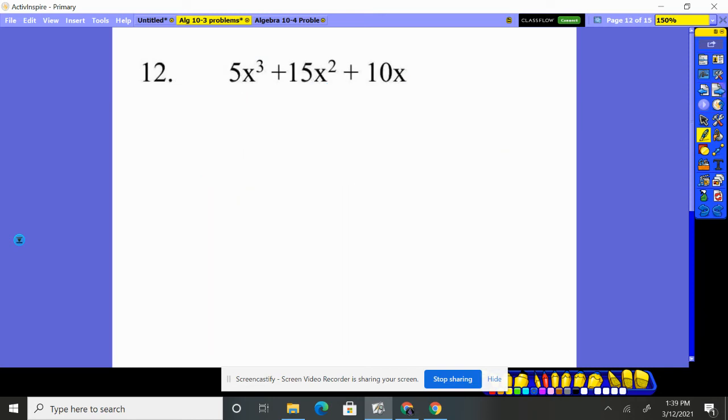12, again, an x cubed. So I know an x is coming out without even thinking. But also who else? 5, 15, 10. A 5 is the greatest common factor those guys have. So 5x times an x squared would give me 5x cubed. 5x times a 3x would give me 15x squared. And then this is just a 2.